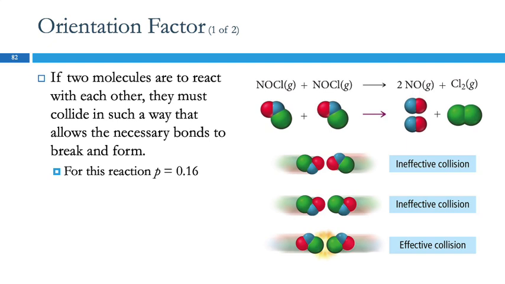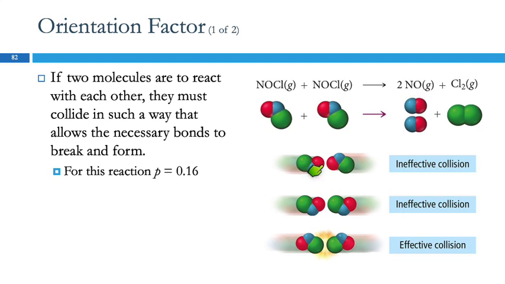So like he was saying in the video with the cars, in order to have an effective collision, you have to have the correct orientation. If you're running into a guy's trunk in a demolition derby, you're not damaging his car very much, and you're probably damaging your own car a lot. When these molecules bump into each other, they have to be colliding in the right way.